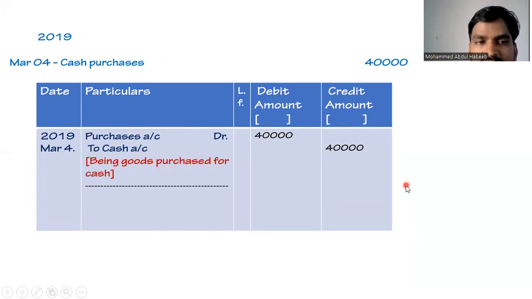Coming to the next transaction, which is on 2019 March 4, cash purchases 40,000. So here the date will be taken as 2019 March 4. Purchases is an expenditure to the business, so it will be debited, and as cash is going from the business, it will be recorded on the credit side, and the journal entry becomes purchases account debit 40,000 to cash account 40,000, and the narration will be being goods purchased for cash.